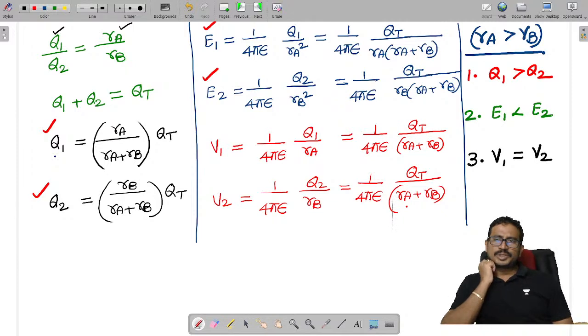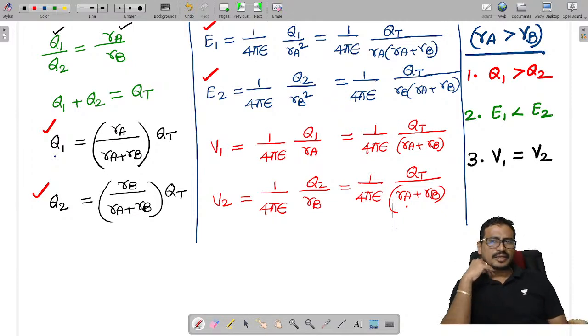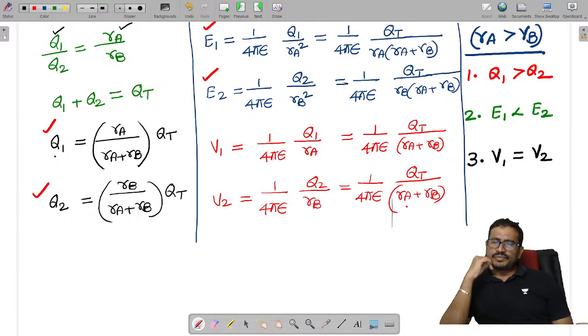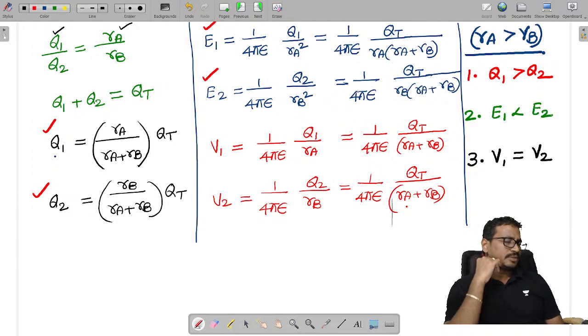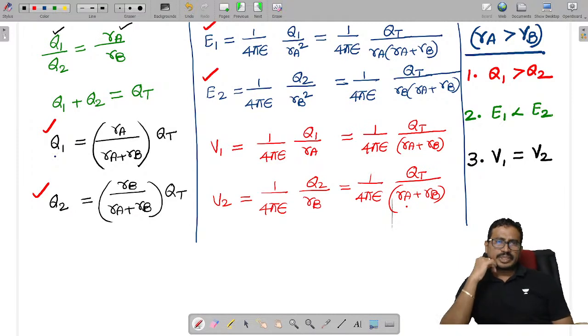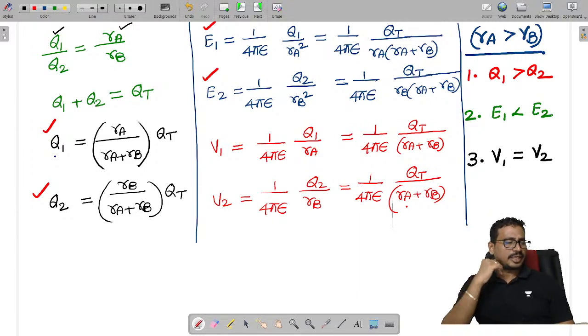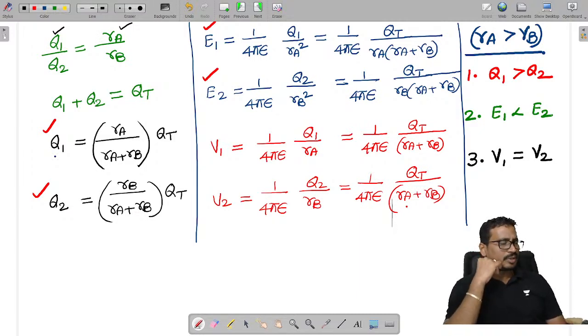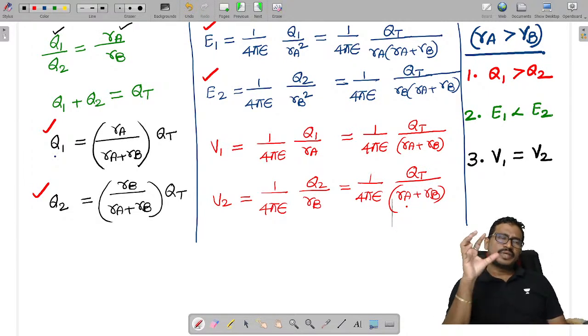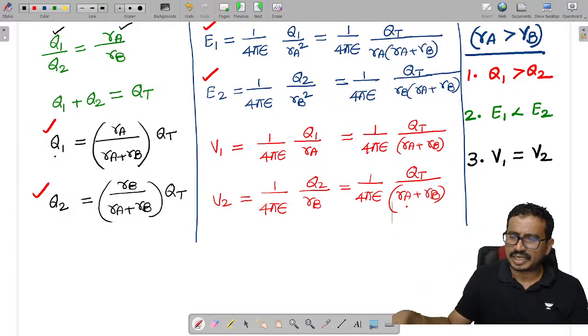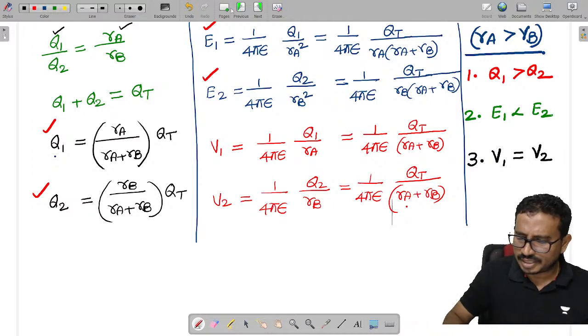Now if we observe carefully, why is the electric field E1 less than E2? Because the first sphere's radius is high, that's why the electric field is small. That means if the radius is high, the electric field is less. Can you conclude this?